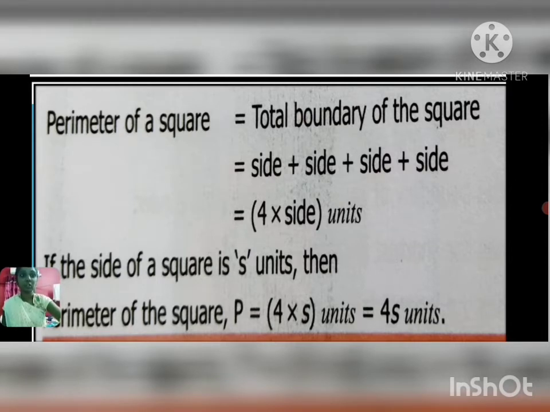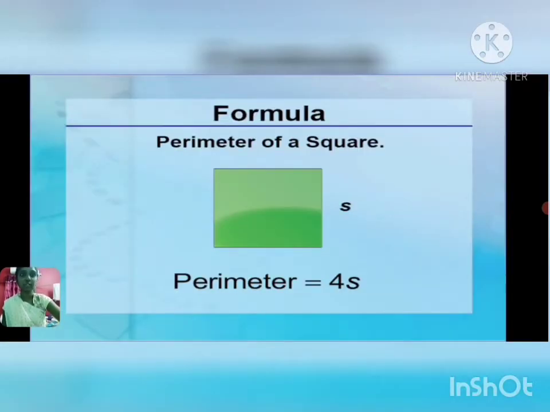So, the perimeter of a square is the total boundary of the square, that is, the sum of all the four sides of a square. Since all the sides of a square are equal, we can say that the perimeter of a square is 4 times the length of one side. For a square with a side S unit, the perimeter is 4S.